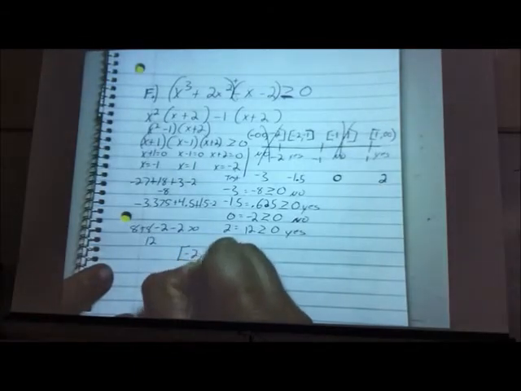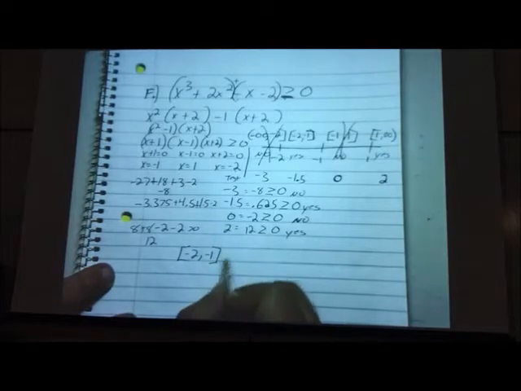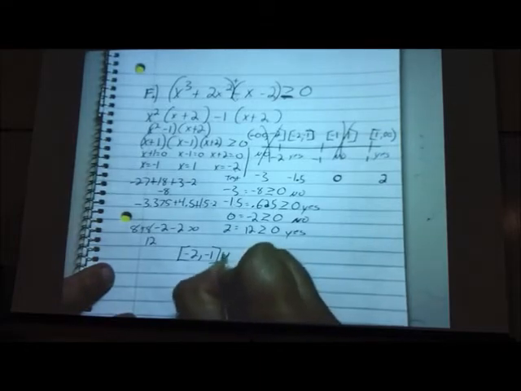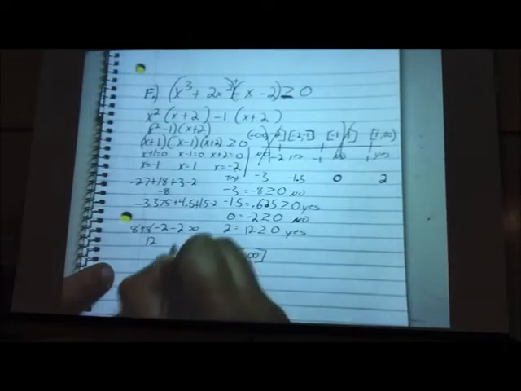Bracket negative 2, comma, negative 1, bracket. What do I need to put next to it? Union. Bracket 1, infinity, bracket.